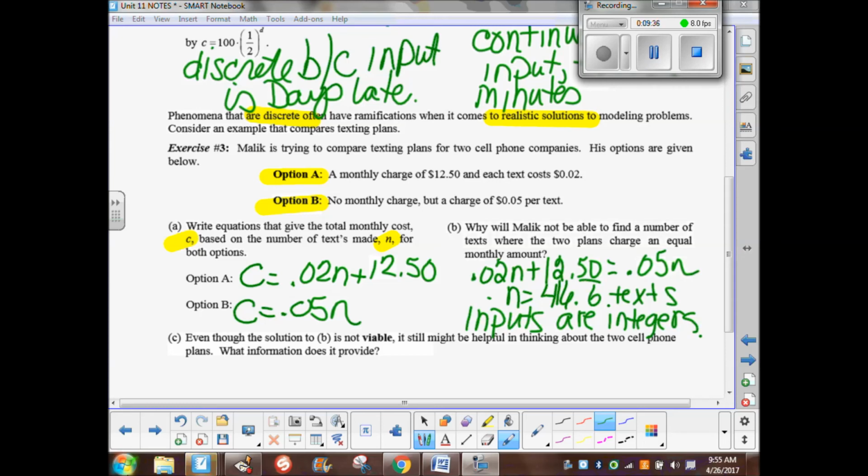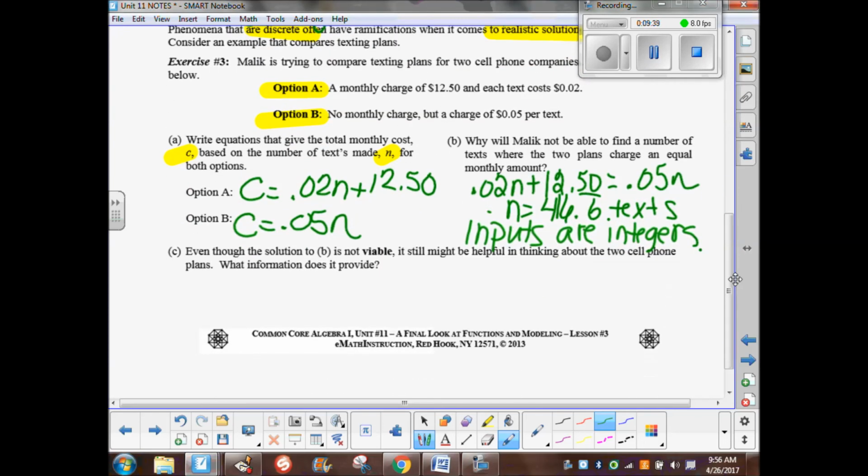So it says even though the solution is not viable, it still might be helpful in thinking about two cell phone plans. What information does it provide? If we were to graph these two, we're going to get two lines. And those two lines are going to cross at 416.6. So what would this tell us? This isn't helpful to tell us when they're equal, but what could it tell us? How when option B would be more expensive than option A.